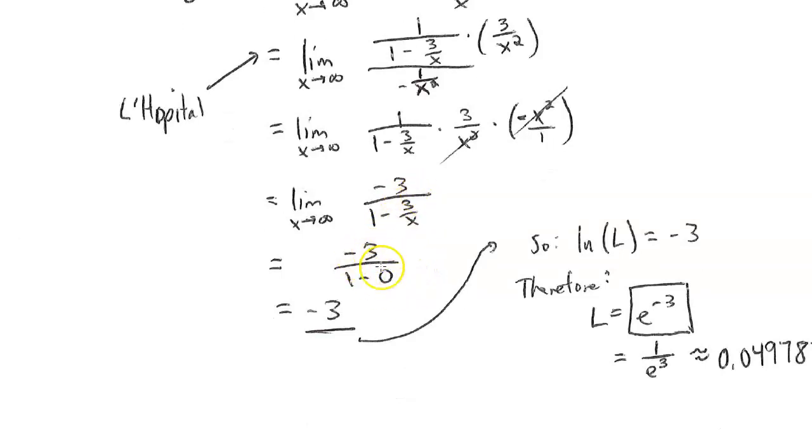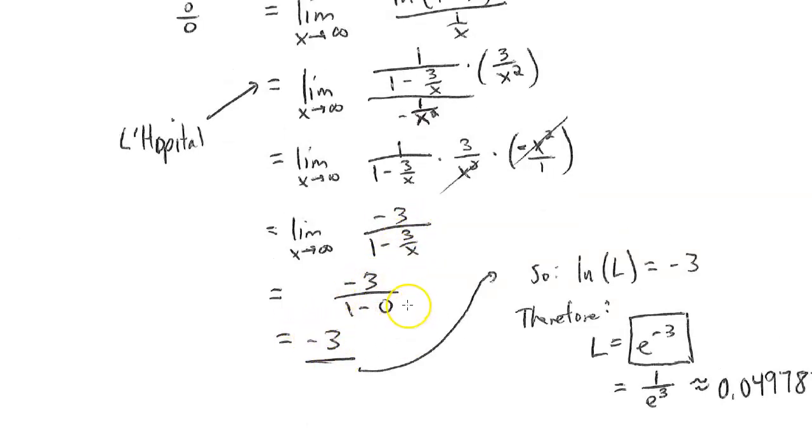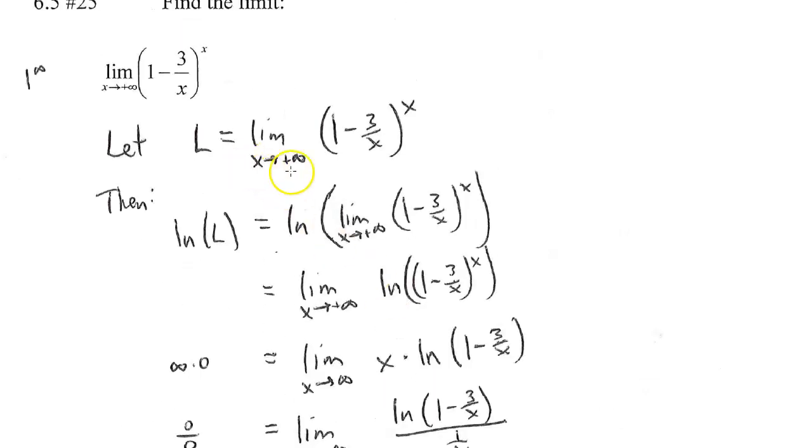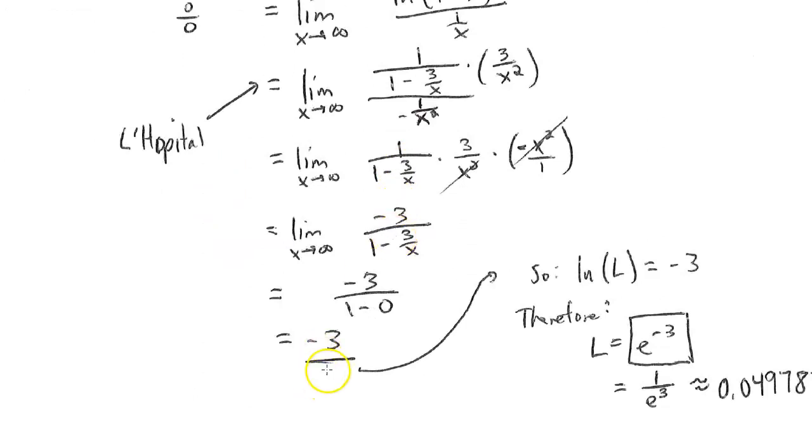So this ends up simplifying down to negative 3. Now, our answer is not negative 3. It's ln of L that was equal to negative 3, right? So ln of L equals negative 3. What that means is that L is equal to e to the negative 3rd power.